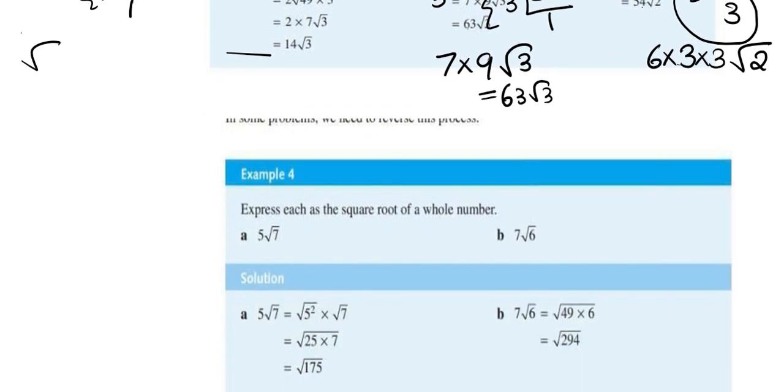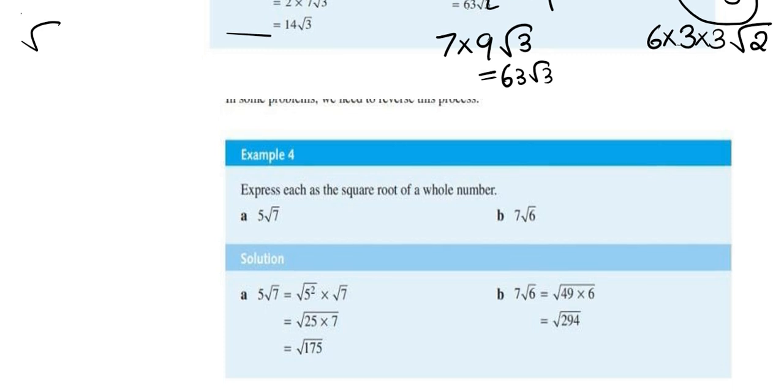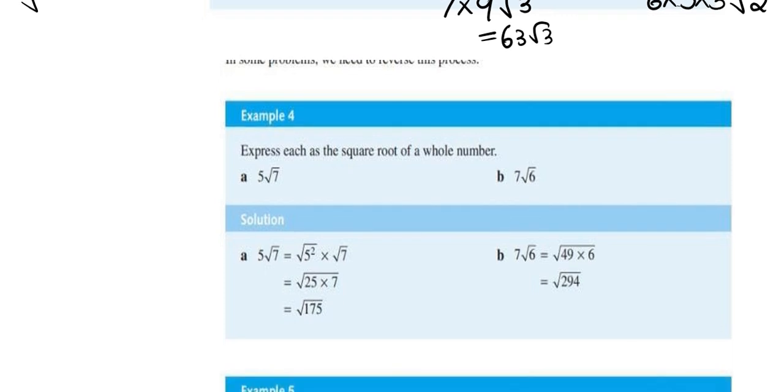Okay. Then the next one is an example with 5 root 7 plus some other terms, each as a square root of a whole number. I will teach this example next class.